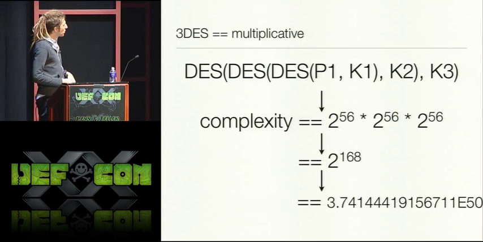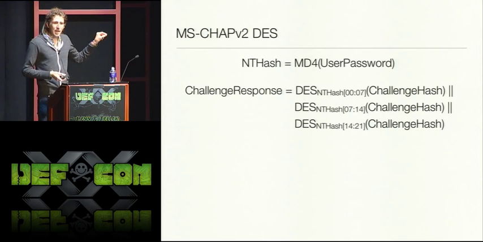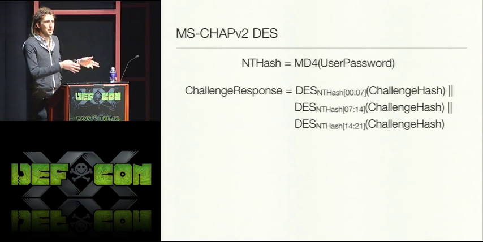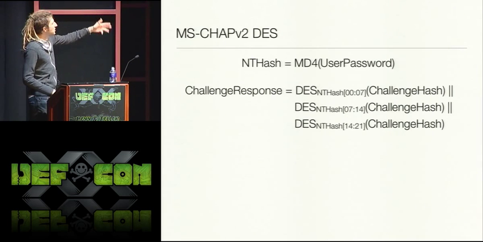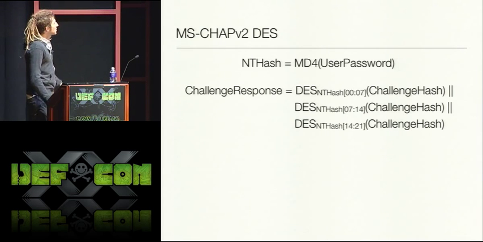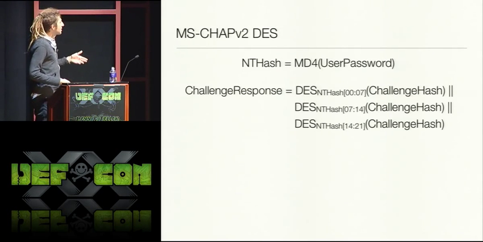So when we go back and we look at our core problem, though, there's no nesting here. This isn't a nested construction. One DES operation has no effect on any other DES operation. They're actually totally independent of each other. It's just encrypting the same plain text three different times with three different keys. So that is not triple DES.